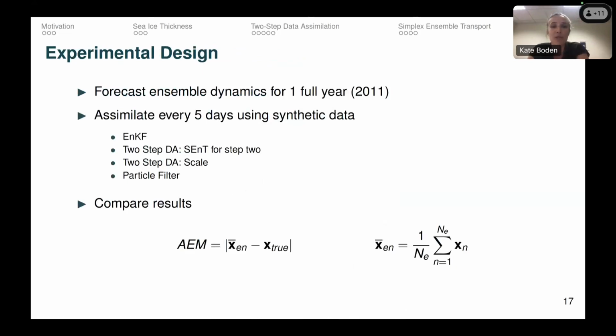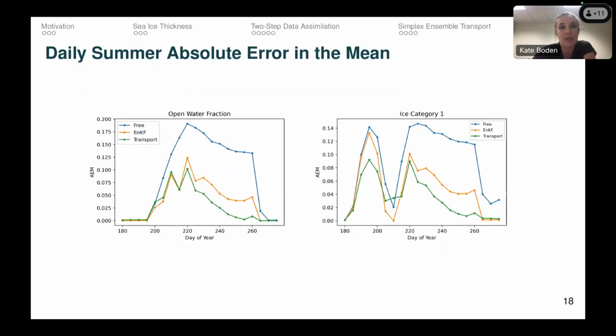Okay, so I want to show you some results to compare what our algorithm does to current methods. We take a forecast ensemble for 1 full year using forcing files from 2011, and we'll assimilate every 5 days using synthetic data. I'll show you assimilations with the EnKF, with our 2-step DA with SCENT for step 2, then 2-step DA with scaling for the second step, and then the particle filter. I'll compare results using a simple metric, which I'm calling AEM, the absolute error on the ensemble mean. So I'm just going to compare the ensemble mean to the truth and look at the results.